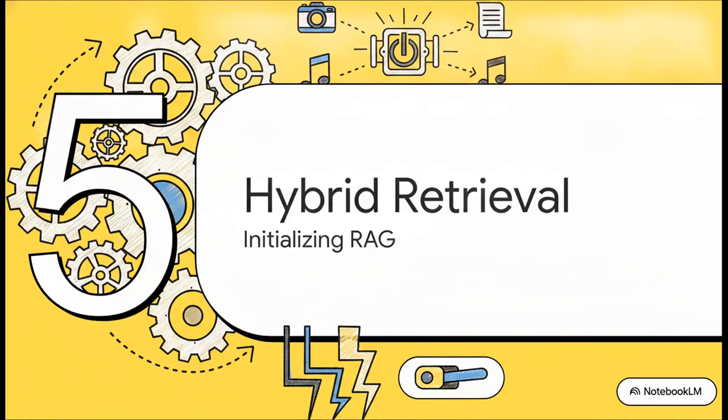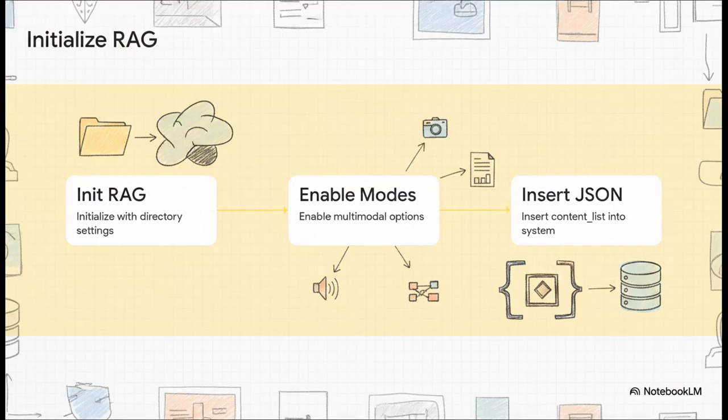Section 5, running hybrid retrieval. To actually get things moving, we turn the machine on by initiating RAG-Anything, using those directory and parser settings we set up earlier. Next, we have to make sure we explicitly enable the multimodal processing options, otherwise the system won't know to look for anything beyond just text. And finally, step 3, we insert that perfectly prepped JSON content list right into the system. RAG-Anything takes over from there, processes those disparate blocks, and indexes them into one unified knowledge base.